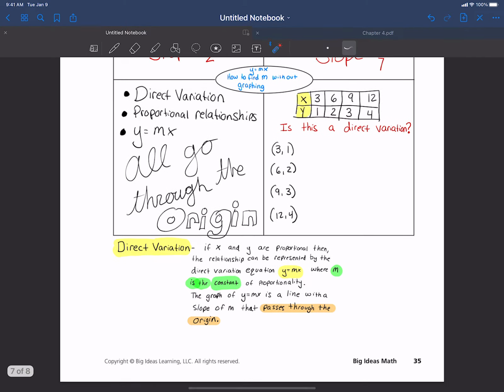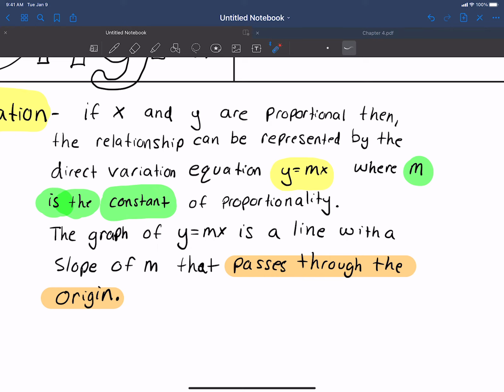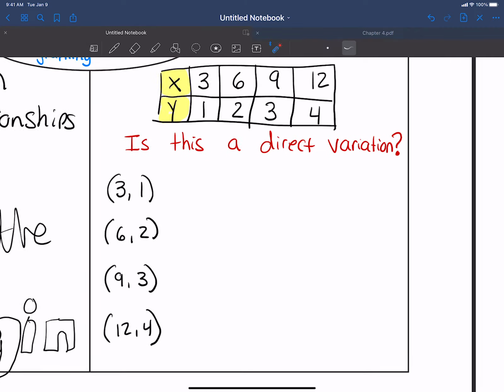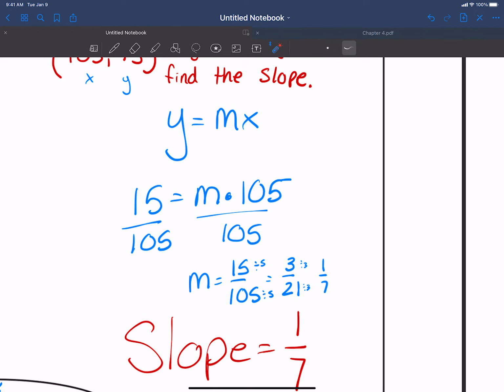Well, come down here to the little definition I had you write at the beginning of the class. What does the green part say? M is a constant of proportionality. What that means is if I find the slope for each of these, and if the slope is the same for each of these, that means the slope was constant. If the slope is constant, is it a direct variation? Yes. So how do I find the slope for each of these? Well, up here we plugged it in for x comma y, into y equals mx, right?